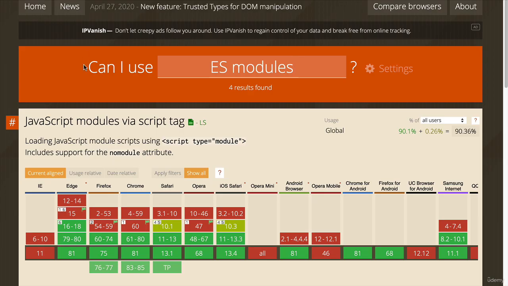And that is why we have sites like this one, caniuse.com, that tell us which browsers support certain implementations. So we can see the history of different browsers and when they started supporting ES modules in this example.